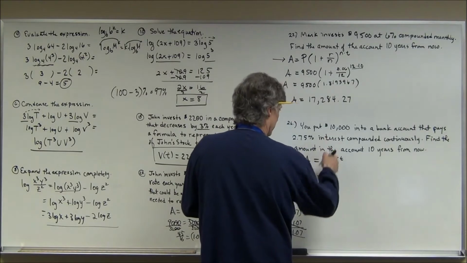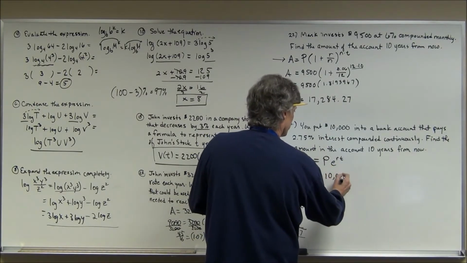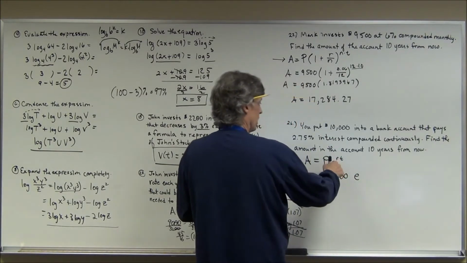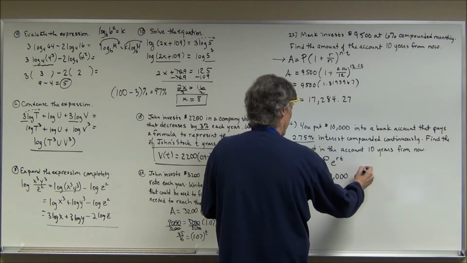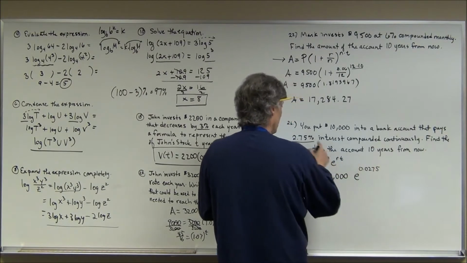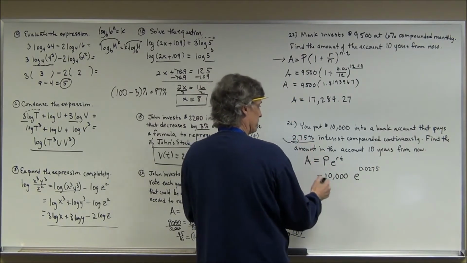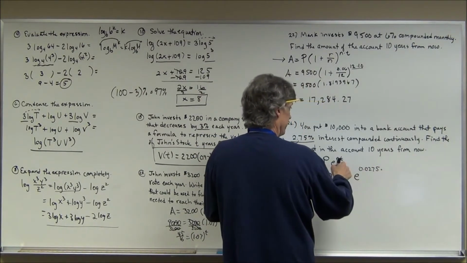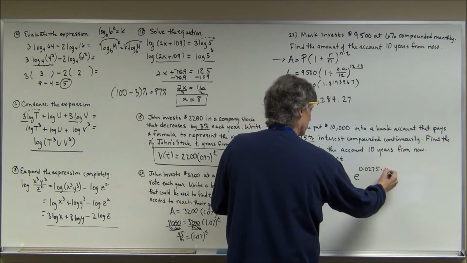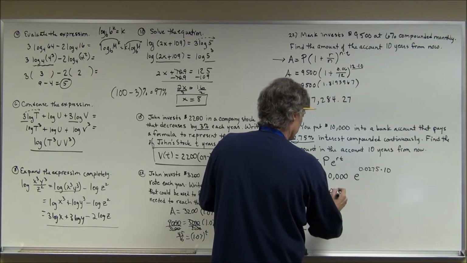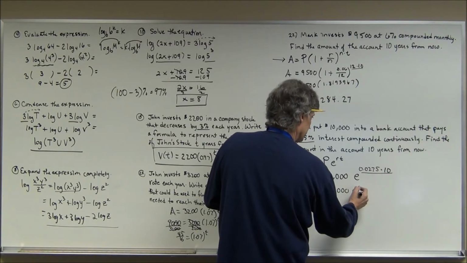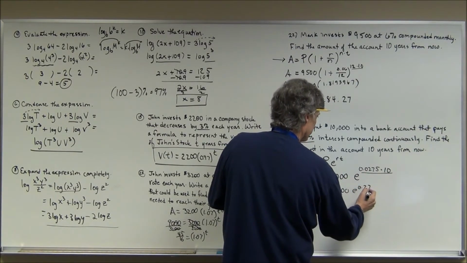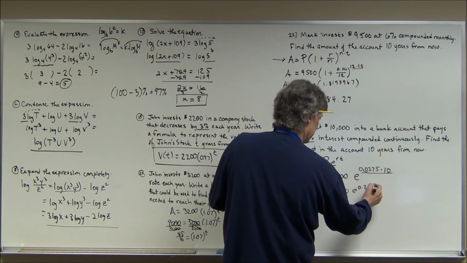So the principal that you're investing is $10,000. e to the r, where r is 2.75%, so that's 0.0275 when you change it to a decimal and drop the percent sign, times t, the number of years, and it's 10 years. If I multiply these two numbers together, I get 0.275. See, it slides over 1 when you multiply by 10.